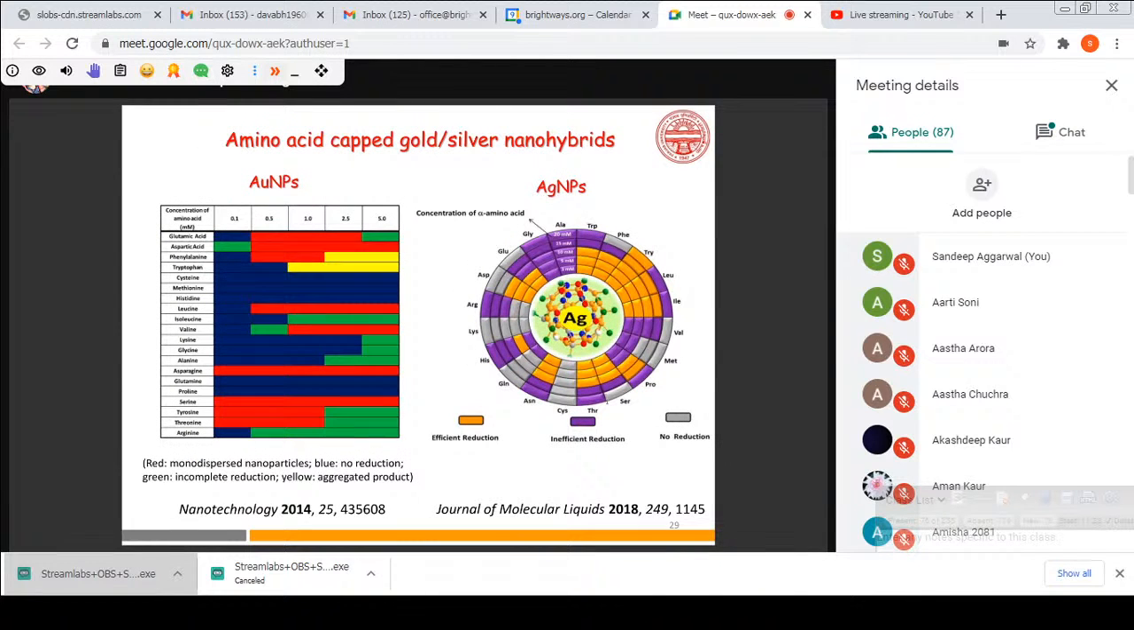So we worked on amino acid capped gold and silver nano hybrids. We made some gold nanoparticles. We conjugated some amino acids with it. We found that some of the amino acids were really helping the gold nanoparticles to form.